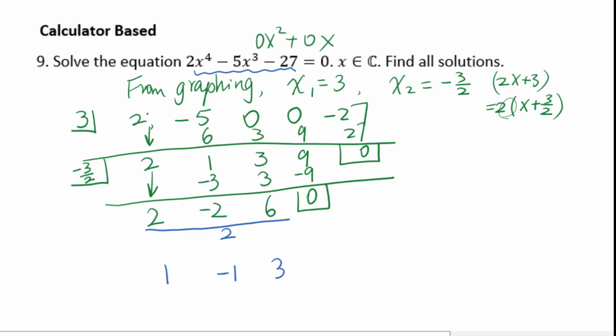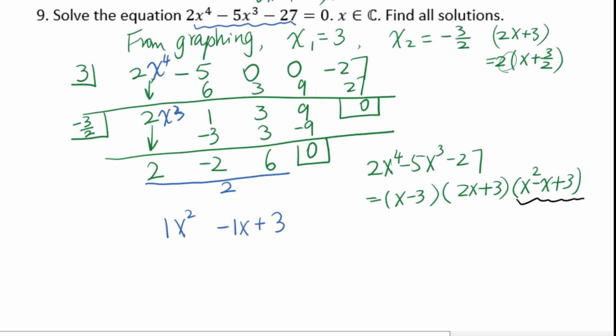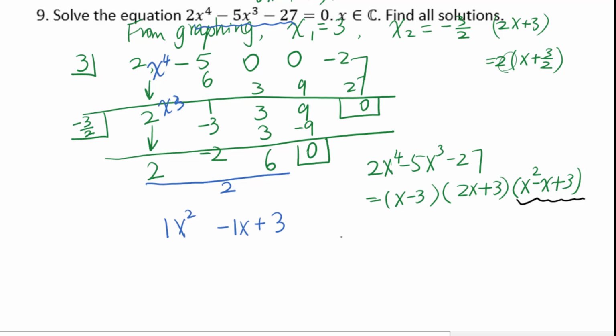For the degree, x to the fourth power, x to the third power, x squared, x. Then here's a plus. So we can write down 2x to the fourth power minus 5x third power minus 27 equals x minus 3, 2x plus 3, then times x squared minus x plus 3. We will set this equal to 0. We have to use the quadratic formula for x squared minus x plus 3 equals 0.